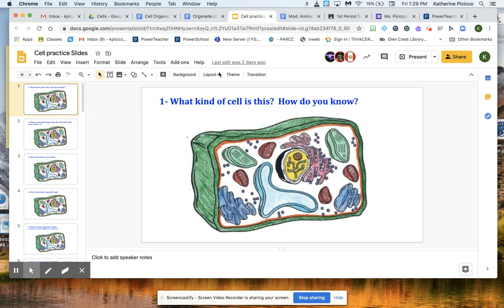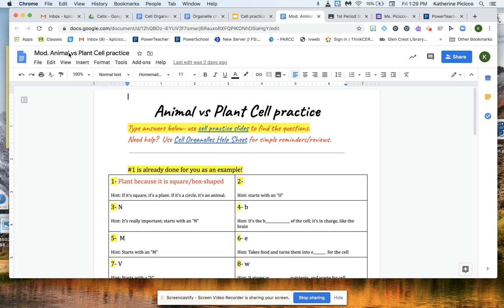So here's what I think you should get out, and I think you should stop the video until you have both of these things out. The first thing you should have out is the cell practice slides. These were the questions for Thursday and Friday that you had to answer about the cell practice. And then you also want to have this animal versus plant cell practice sheet out because we're going to go through the answers. Basically, hopefully you can watch this and then practice and turn it in on your own, and I'll still count it. It's like having me there as a little bit of extra help.